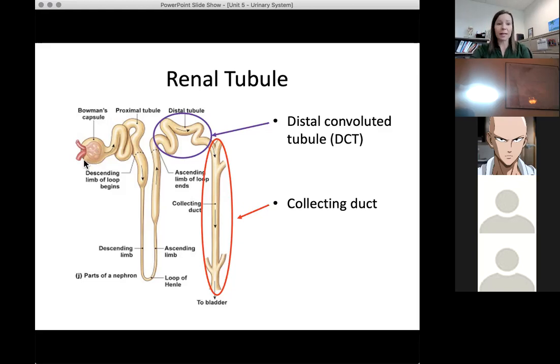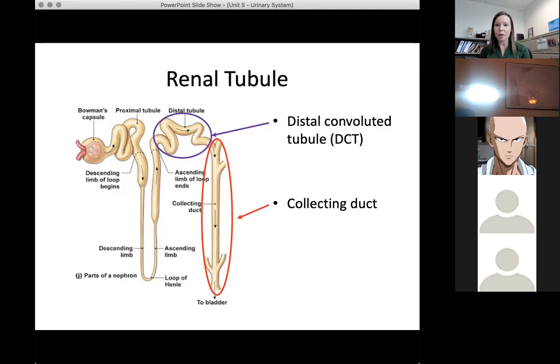So filtrate, as soon as it's formed, is going to be passed all the way through the renal tubule, through all those parts that we just talked about. And by the time it gets to the end of the collecting duct, it's going to have traveled all the way down to the tip of each pyramid. Once it leaves the collecting duct, it's now referred to as urine. As long as it's in the renal tubule, it's called filtrate. But once it leaves the renal tubule, once it comes out of the end of the collecting duct, now it's called urine.